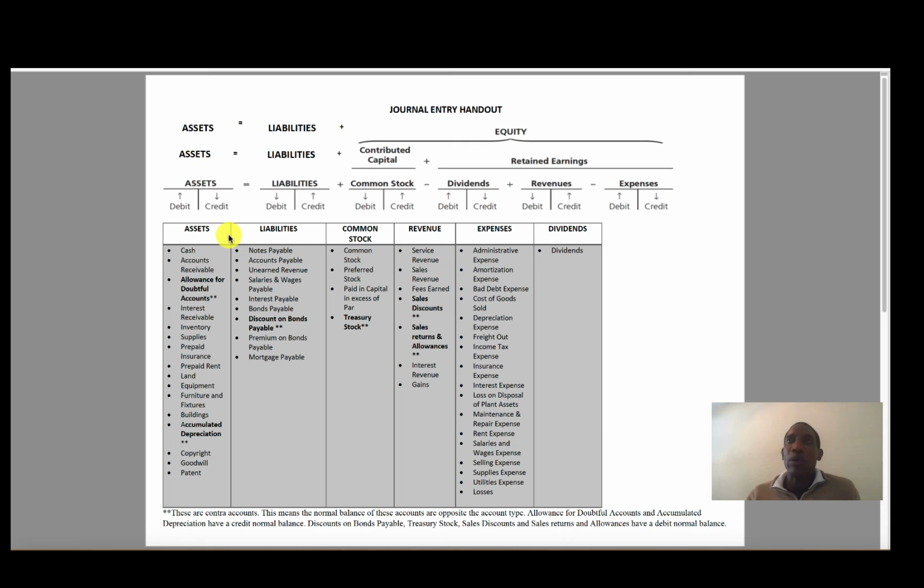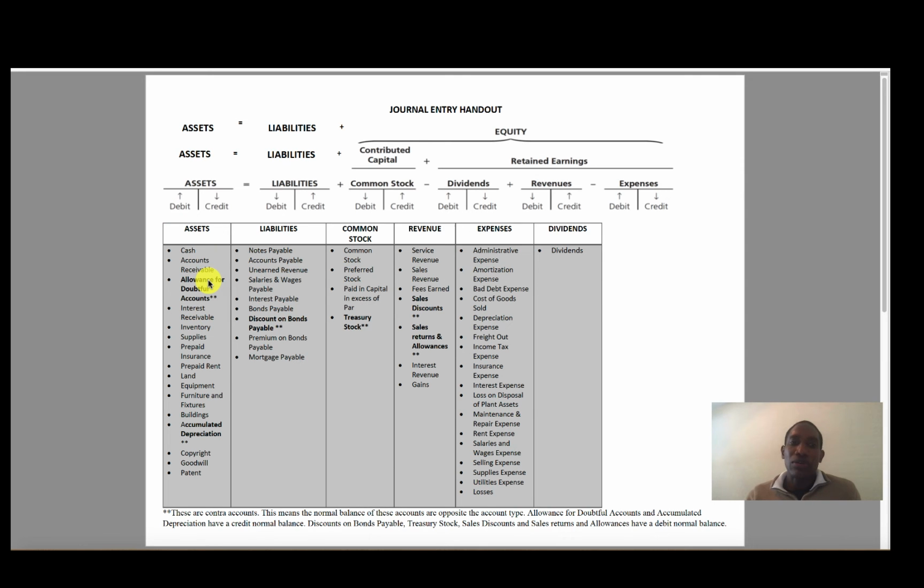How about equipment is decreasing? So I come down to equipment. Equipment is an asset, right? And if equipment is decreasing, then what do I do to assets when it's decreasing? I would credit equipment because it's decreasing. Okay, so you start to see it. What about copyrights? Still an asset. Copyright is increasing. So I look for copyright. Copyright is up here on the asset. If it's increasing, I'm going to debit it.